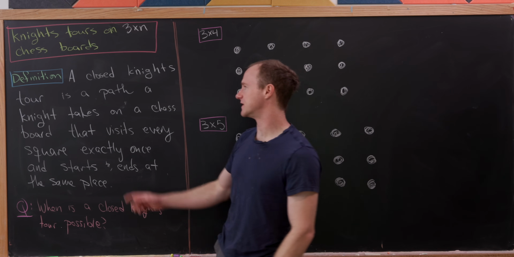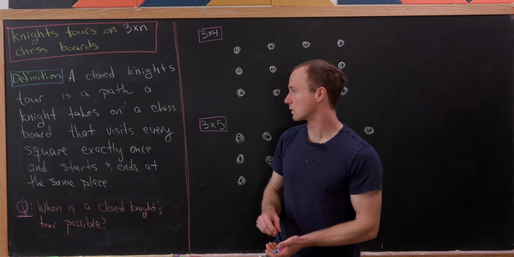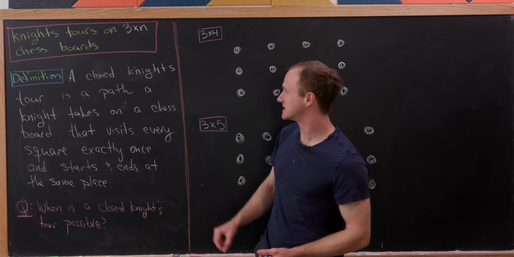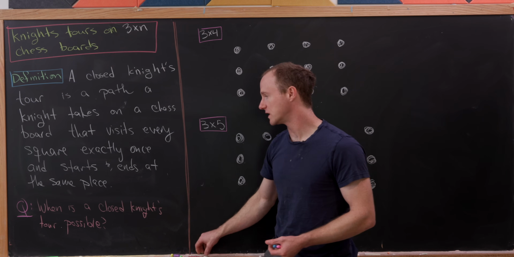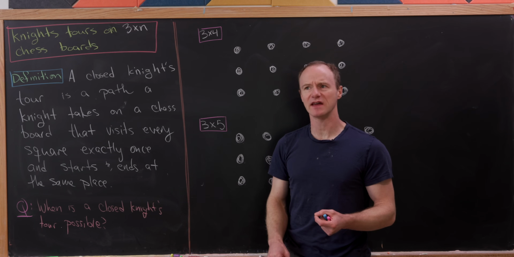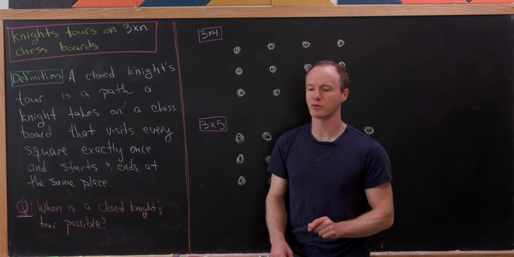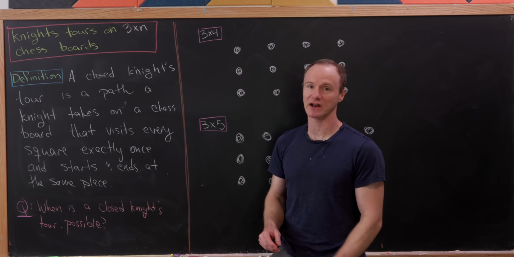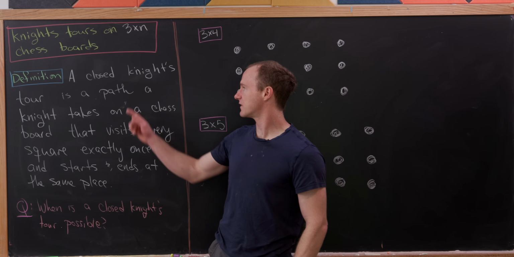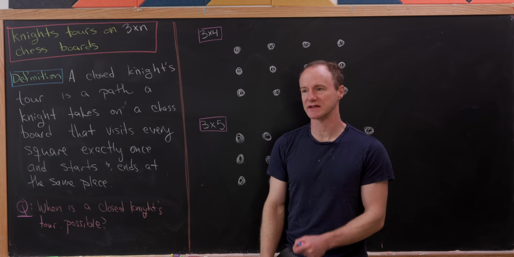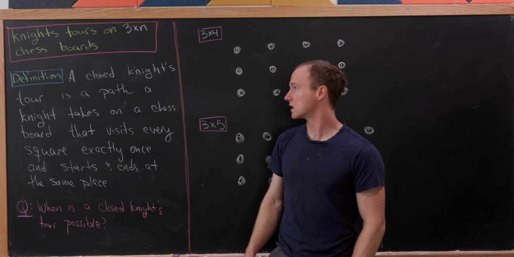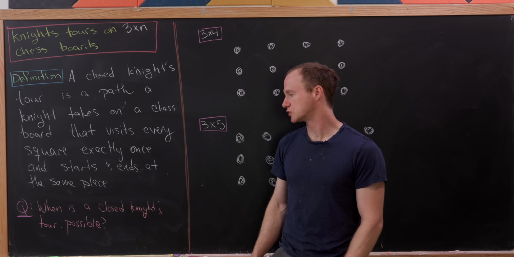So let's look at a quick definition. A closed Knight's tour is a path that a knight takes on a chessboard that visits every square exactly one time, and it starts and ends at the same place. So I guess you could say that it visits the starting point and the ending point twice, but I think we kind of have an idea of what a Knight's tour is based off of this definition. Now, I'd like to point out that there's also something called an open tour, which has a different starting point than it has as an ending point. But like I said here, we're going to only look at closed tours.